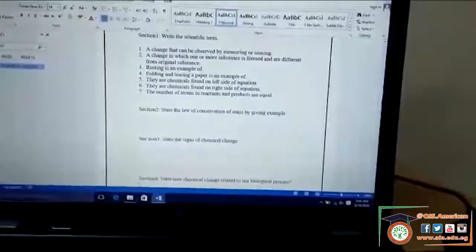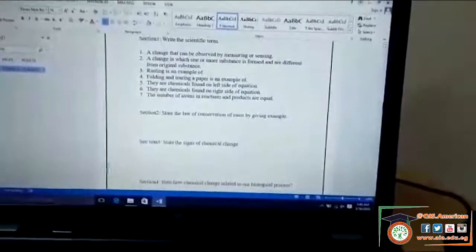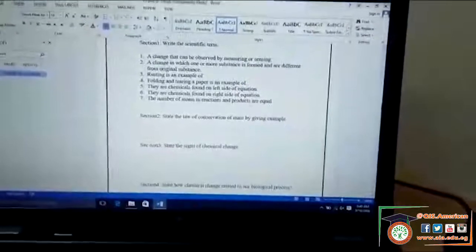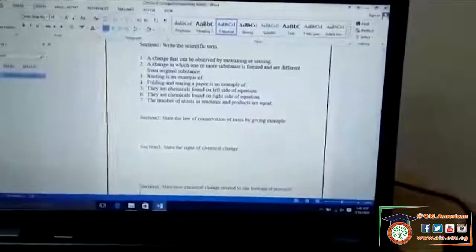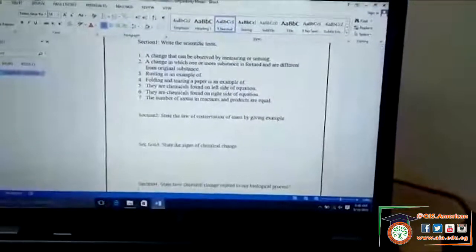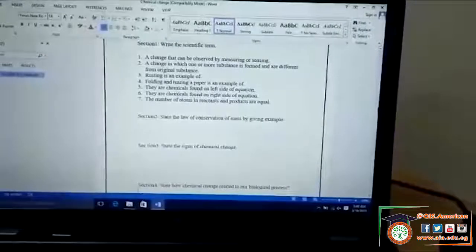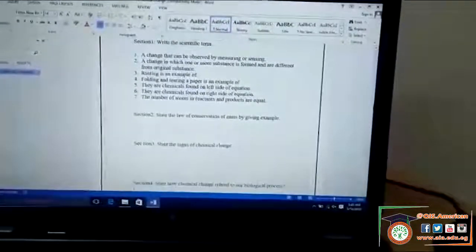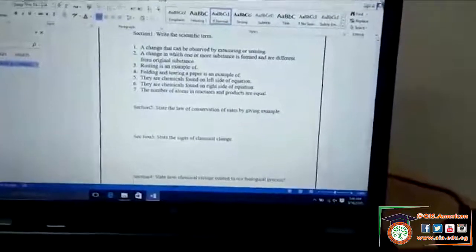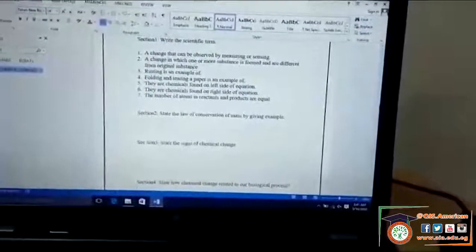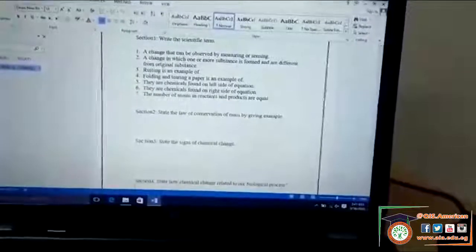Number two, change in the color. Remember when we add iodine to the flour and it gives us a blue color. Number three, change in the odor and the taste. Remember guys, if we take the milk and put it out of the fridge, what will happen? It changes its odor and it changes its taste, okay?